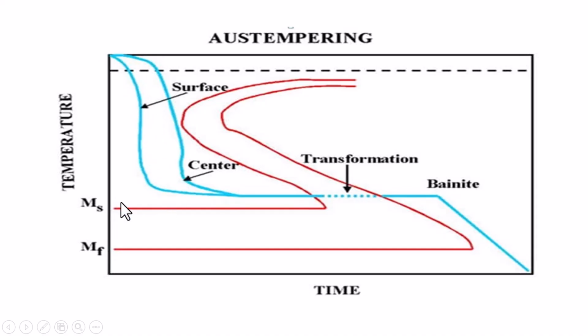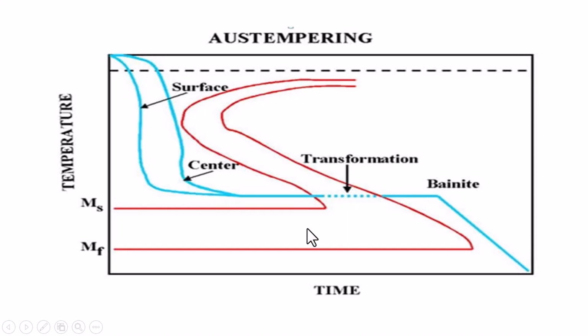So just above the martensite start temperature range, you are just quenching and then keeping at that temperature. For example, say 260 degrees Celsius. You quench it to 260 degrees Celsius and keep at this temperature for a long period of time. What happens is the transformation takes place, and it becomes bainite.